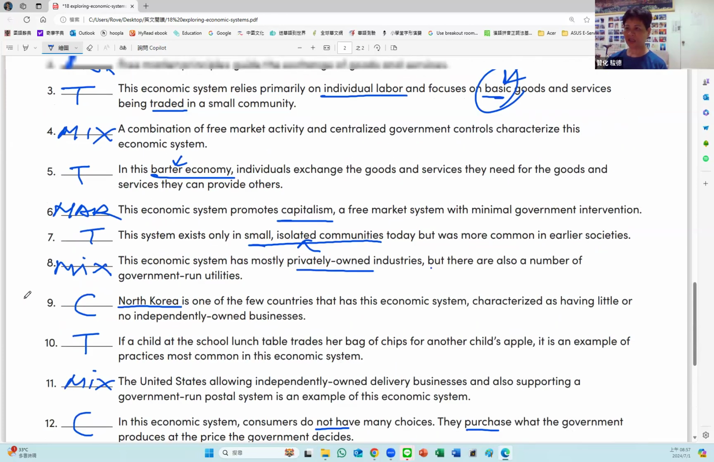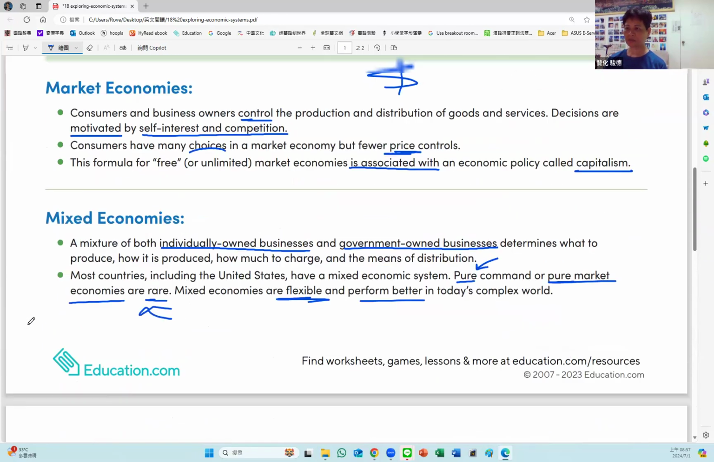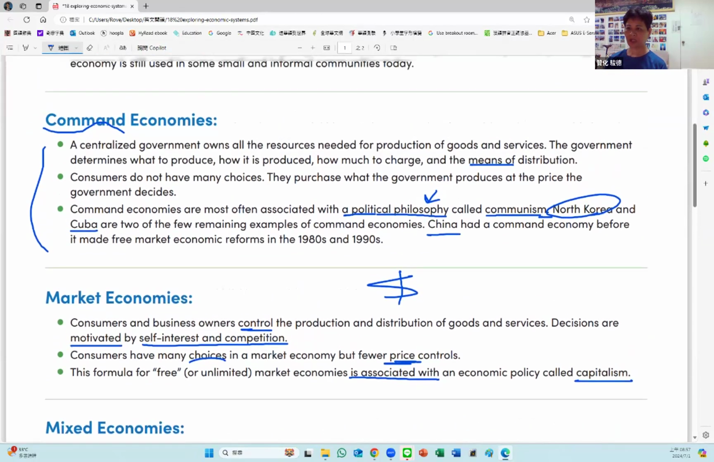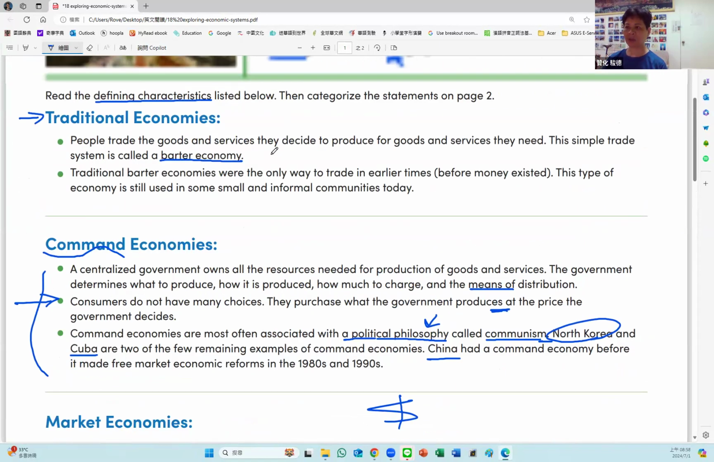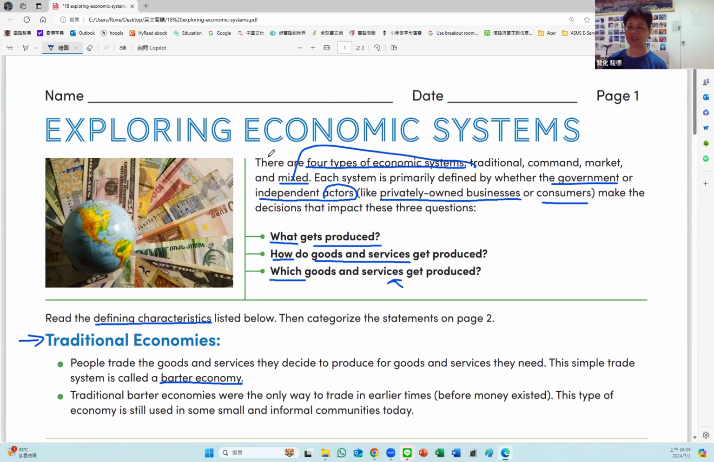Okay, right, North Korea. They produce what the government produces at the price the government decides, right? So this is what we just read. So a command economy. All right, so these are the 4 types of economic systems that we experience today.